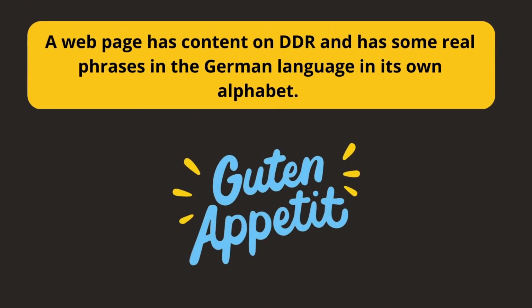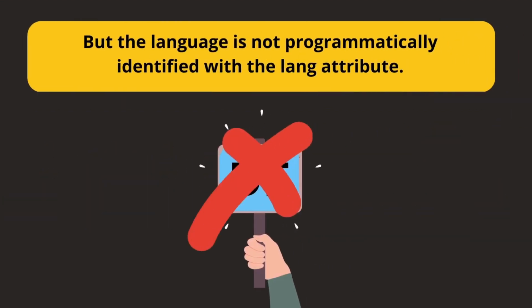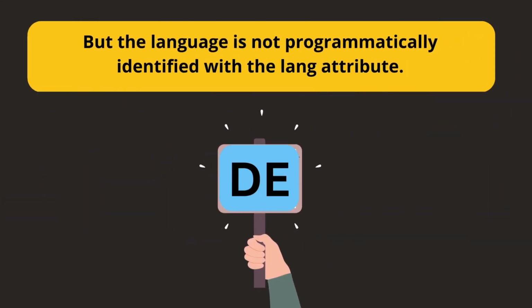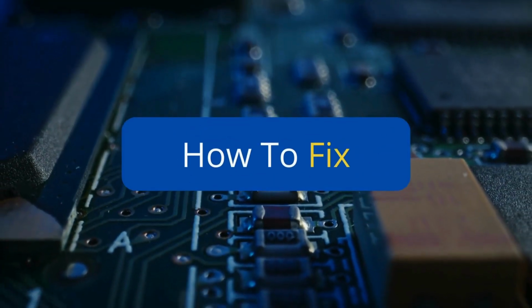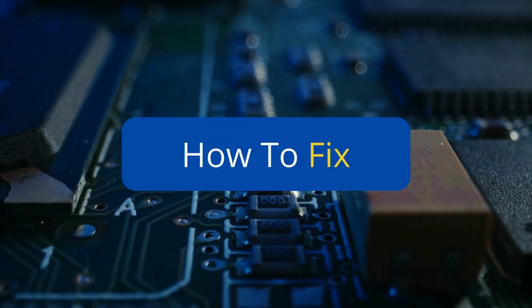And a web page has content on DDR and has some real phrases in the German language in its own alphabet, but the language is not programmatically identified with the language attribute. Now, let's see how we can fix them.